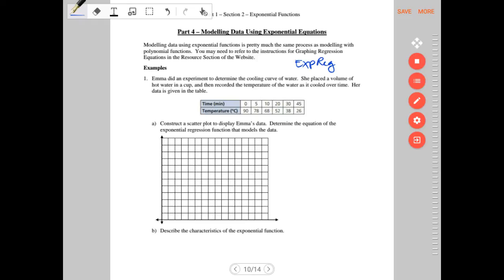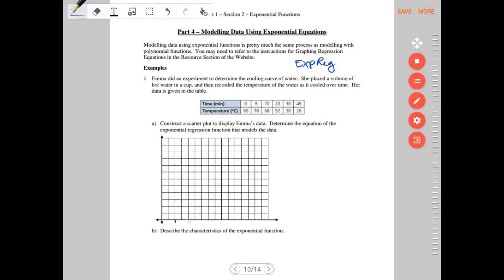So, we have Emma dealing with some water that's cooling off. She placed a volume of hot water in a cup and recorded the temperature of the water as it cooled over time. Her data is given in the table. Construct a scatter plot to display Emma's data, then determine the equation of the exponential regression function that models the data. Okay, so on the x-axis, I made every one 5.